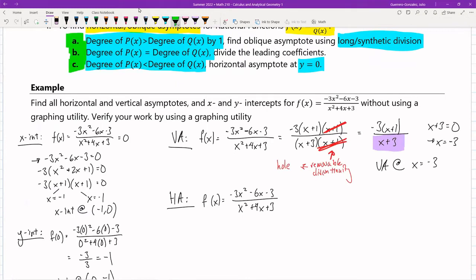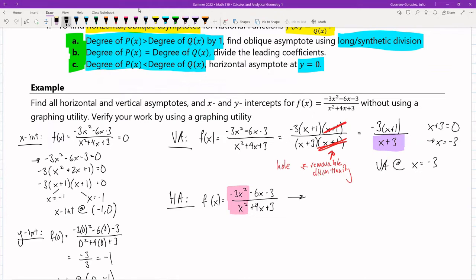If the degree of the top is greater than the degree of the bottom, we had an oblique asymptote. If the degree of the top was equal to the degree of the bottom, divide the leading coefficients. And if the degree of the top is less than the degree of the bottom, then automatically you had a horizontal asymptote at y equals 0, right? So what we really just cared about was the degree of the top and of the bottom, if you guys remember. So we only cared about these two things, right?